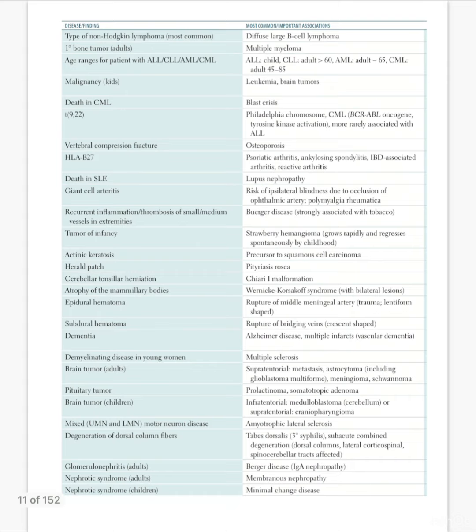Okay, then see, you have non-Hodgkin's lymphoma, most common, guys, that is DLBCL. Okay, then see, the important thing is, guys, this translocation 9;22, that is seen in CML, Philadelphia chromosome, BCR-ABL. Treatment of choice is imatinib, guys. Okay, now see, HLA B27, guys, the mnemonic is PAIR. P for psoriatic arthritis, A for ankylosing spondylitis, I for inflammatory bowel disease associated arthritis, R for reactive arthritis.